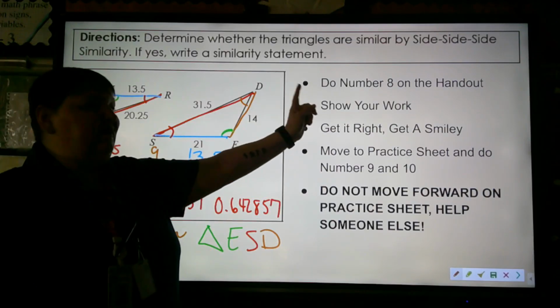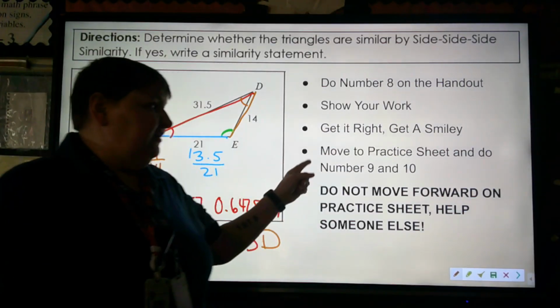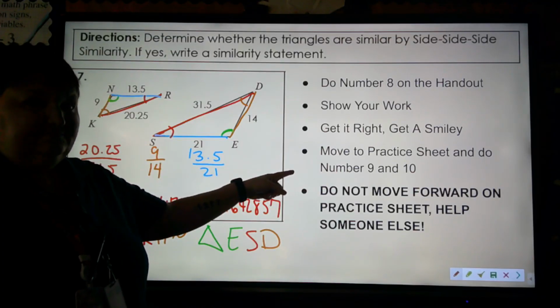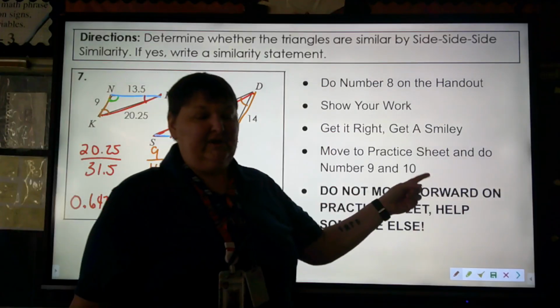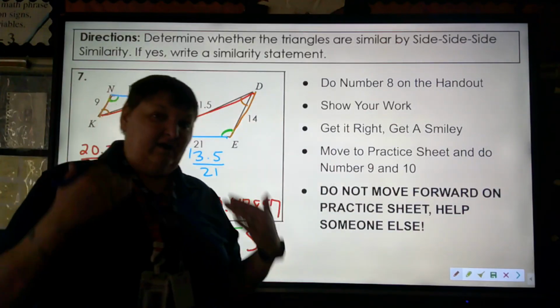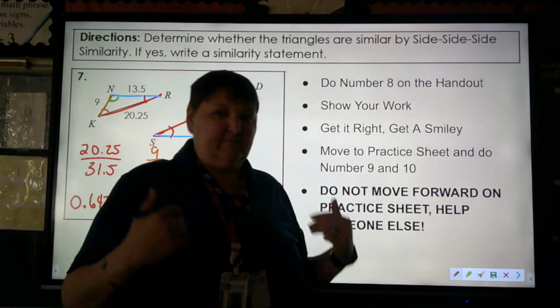Do number 8 on the handout. Show your work. Get it right, get a smiley. Move on to the practice sheet number 9 and 10. Again, go ahead and do 9 and 10 before we come back to the video. But don't move on from 9 and 10. Just do 9 and 10 and then come back to the video.